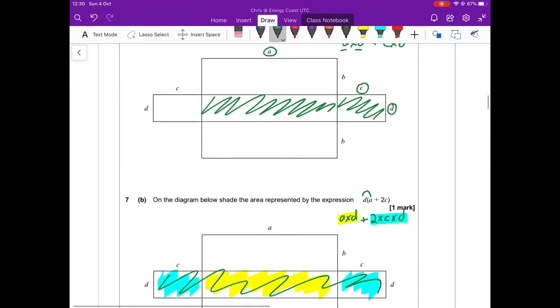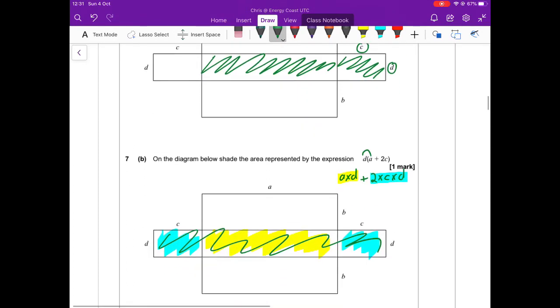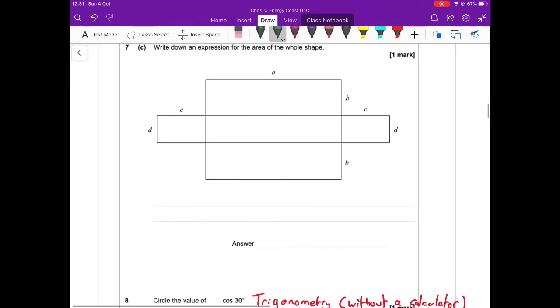Okay, there's only actually one answer for that. If I go back to the first one, I could have had the left-hand side for that CD. I could have had either one. So I'll pick the right-hand side one. Okay, write an expression for the area of the whole shape.